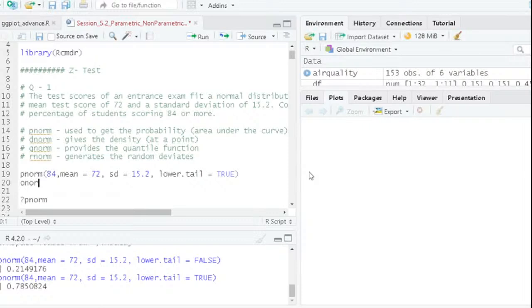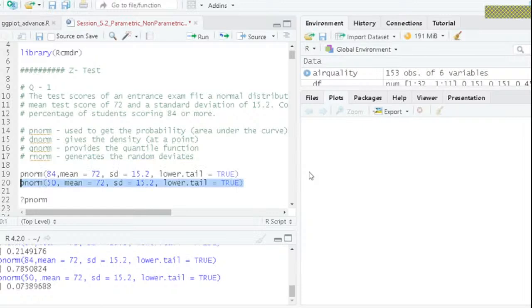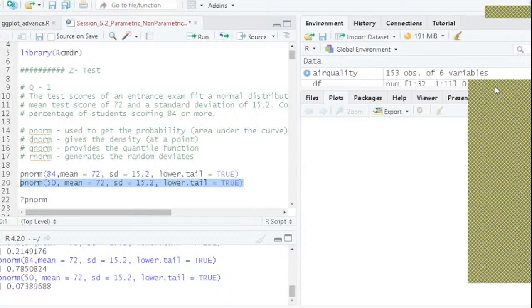pnorm 50, mean equal to 72, standard deviation equal to 15.2, and lower tail, what should I do? Lower tail equal to true, right? Answer comes to be 0.0738. Is that clear to all of you?